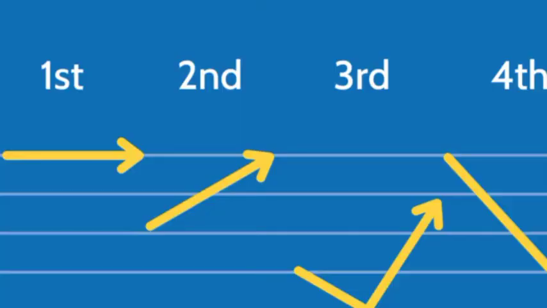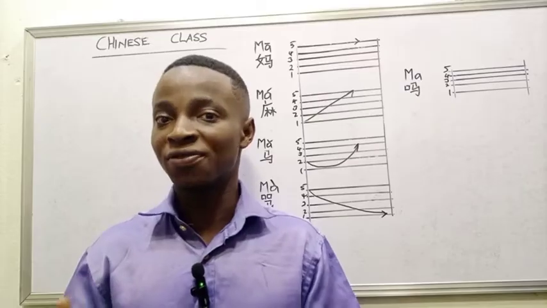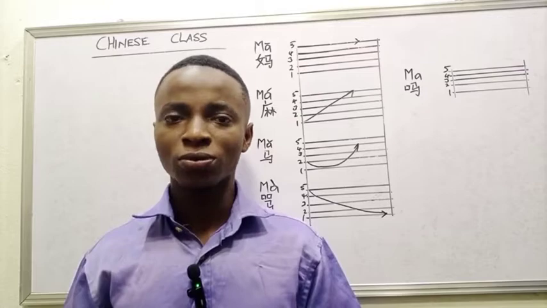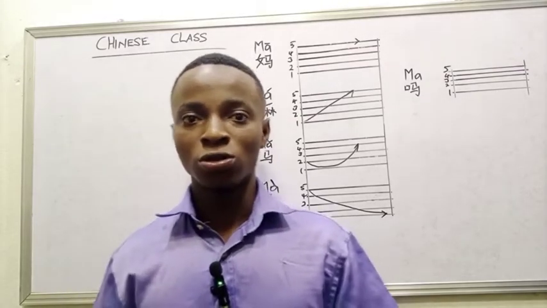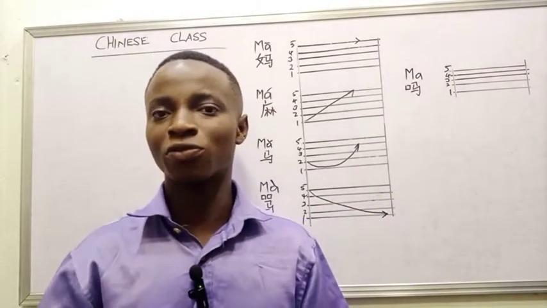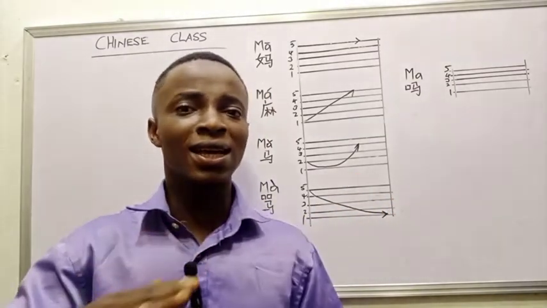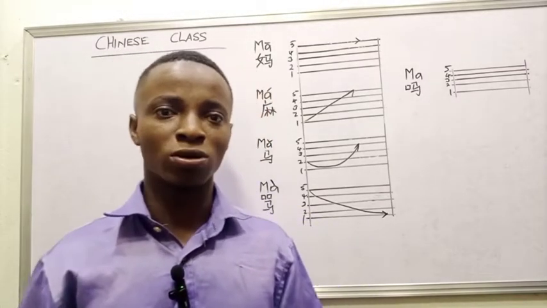So we have the first tone, that is 第一声调. We have the first tone, the second tone, third tone, fourth tone, and the neutral tone, which is the 5th tone. The first tone is known as the flat tone. It starts from the higher pitch and then ends at the higher pitch.